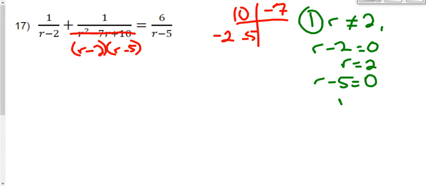the r value I'm not allowed to use would be 5, so that goes on my list over here. And then if I keep testing my fractions, I'm going to be repeating myself, so all of my denominators have been tested, and I'm not allowed to use the r value 2 or the r value 5.